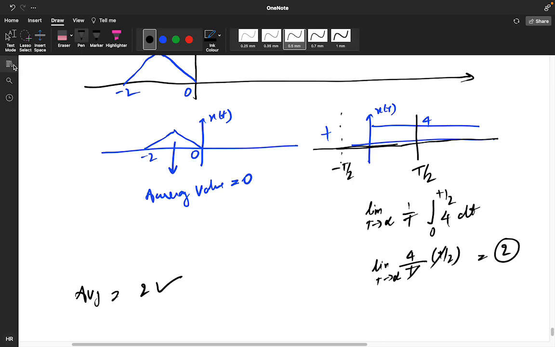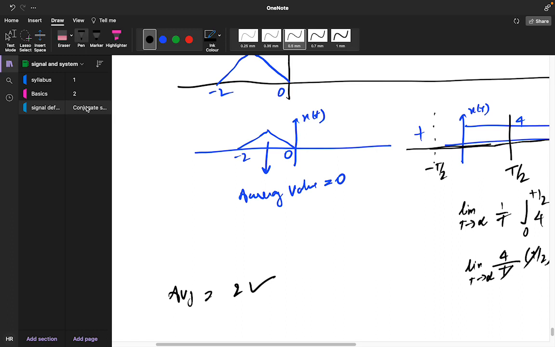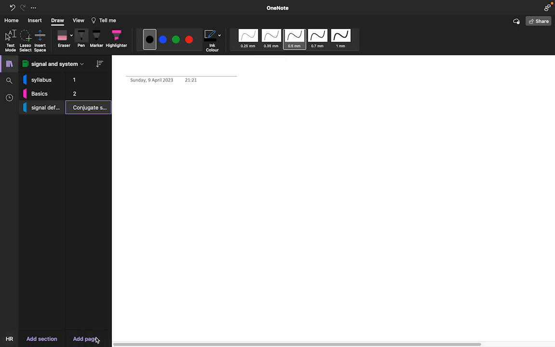Understood, guys? Is this part clear, guys? Guys, is this clear? Yes, sir. So write the next topic, half wave symmetric.